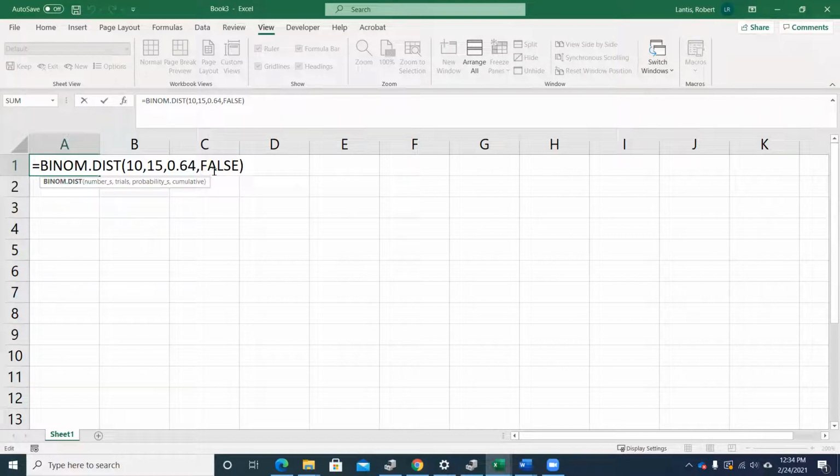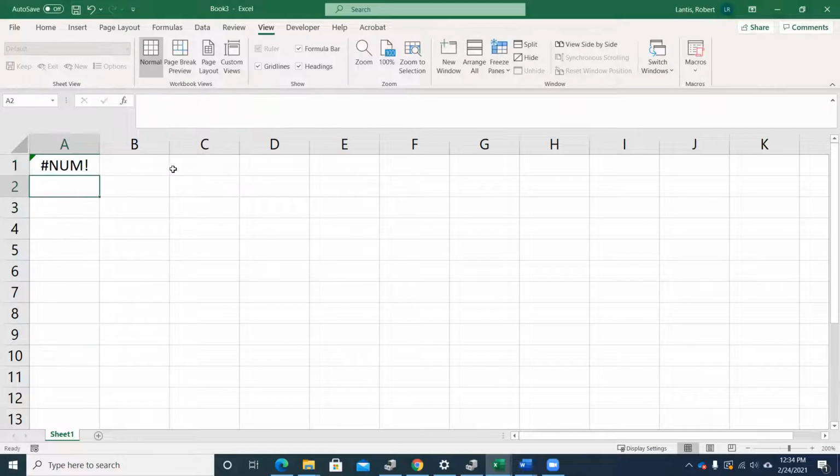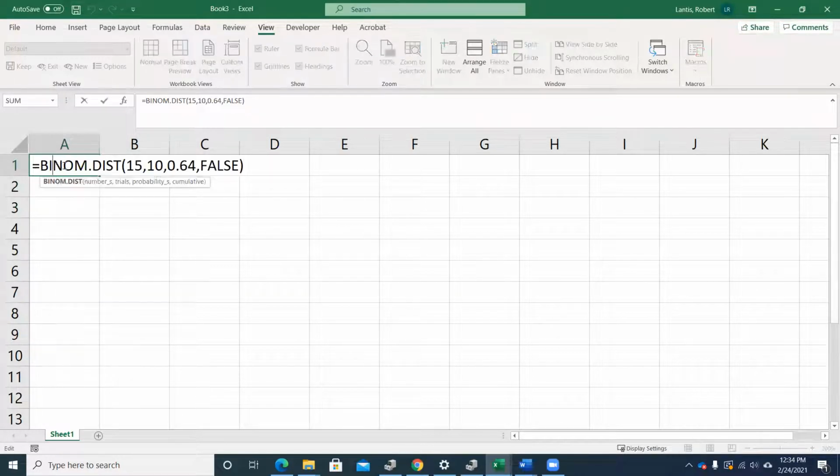Sounds good. That makes sense? Yep. It's easy to make a mistake here. Sometimes I accidentally flip these, but it should just give you an error if you do that. It's easy to put the number of trials first. I don't know why I do that, but it's an easy mistake to make. Okay.